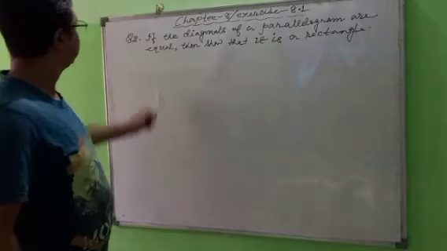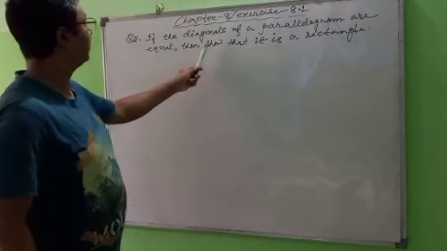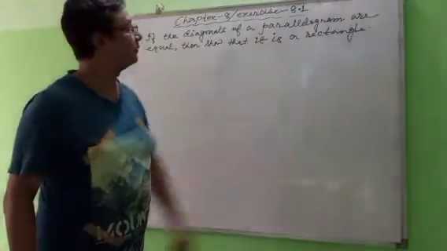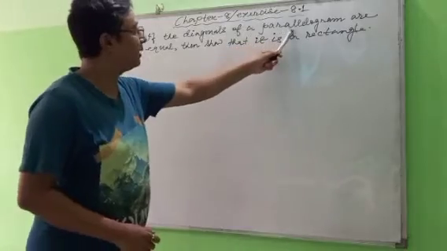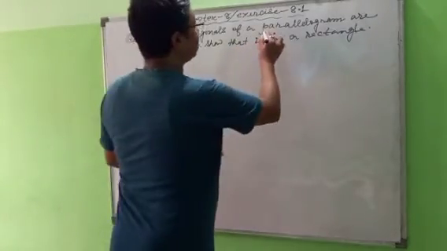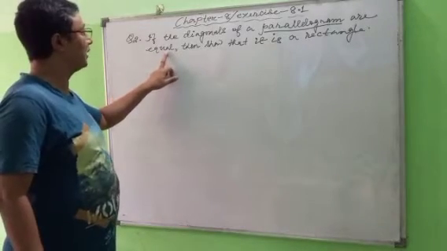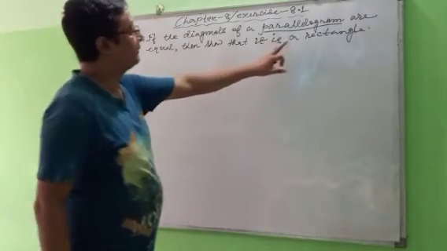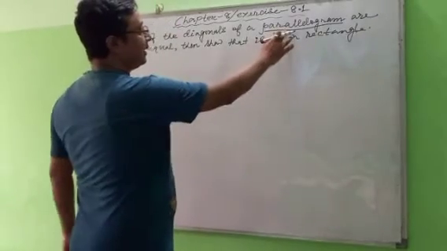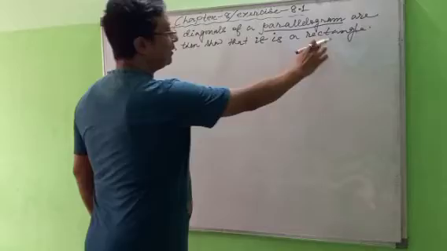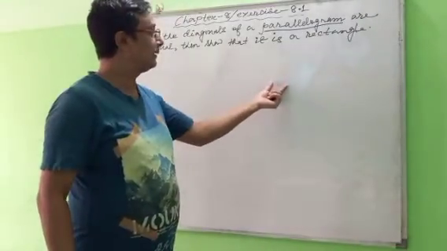First question. If the diagonals of a parallelogram are equal, then show that it is a rectangle. So, the question is given that the figure is a parallelogram. Now the diagonals are given as equal. You have to prove that it is a rectangle. To prove that the given parallelogram is a rectangle, you will have to show that each of the angles should be 90 degrees.